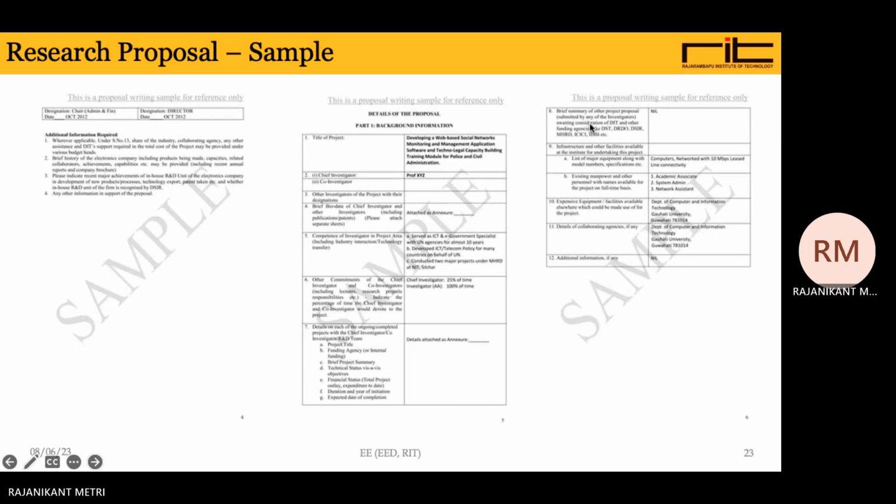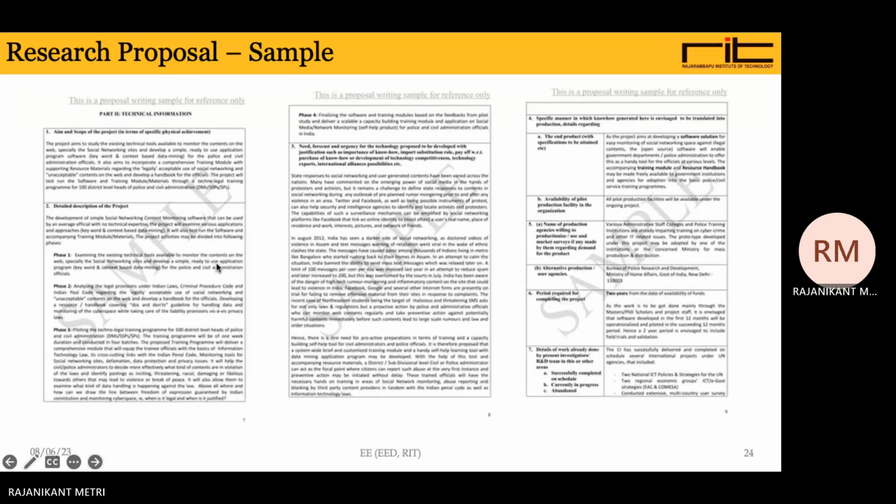Similarly, if infrastructure and other facilities are available, the information related to that facility you can provide from your home organization. Then if there is any collaborative agency or organization with which you are working, you need to give those details. That is part one, the background. Now part two is technical information.